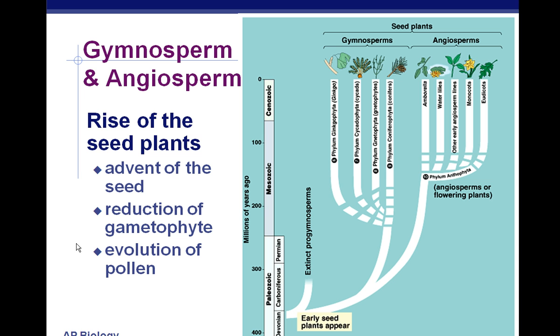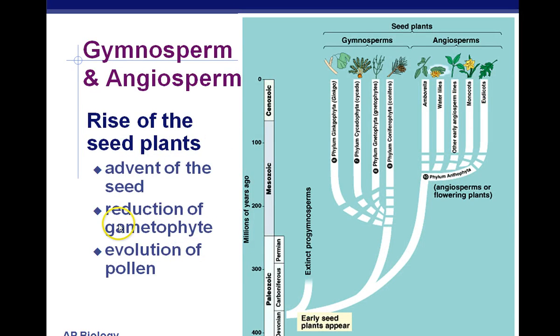The last big advantage of gymnosperms and angiosperms over bryophytes and pteridophytes is the evolution of pollen. Pollen is a lightweight structure produced by plants, gymnosperms and angiosperms, to protect the cells inside that will become two sperm nuclei. So think of pollen as the protective, lightweight, sticky structure in gymnosperms and angiosperms that allow the cell that becomes sperm to be transferred from flower to flower.